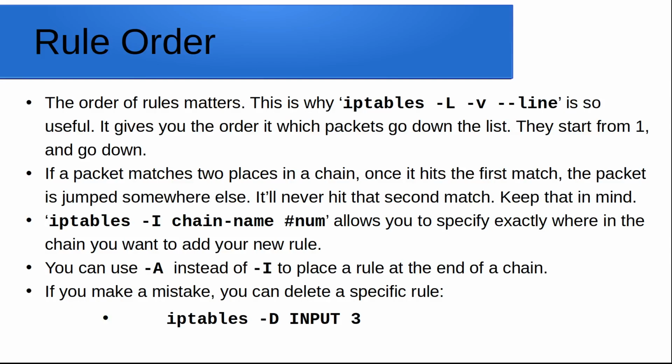And what happens if you want to move stuff around? Well, you need to know what order they're in, right? So iptables -L -v --line-numbers will give you a list of the rules with their line numbers. And then if you made a mistake, you can just delete it by the line number. iptables -D for delete, the chain you want it deleted from, and the number or sequence in the chain it is. So this would delete the third rule from the input chain. Could be useful.